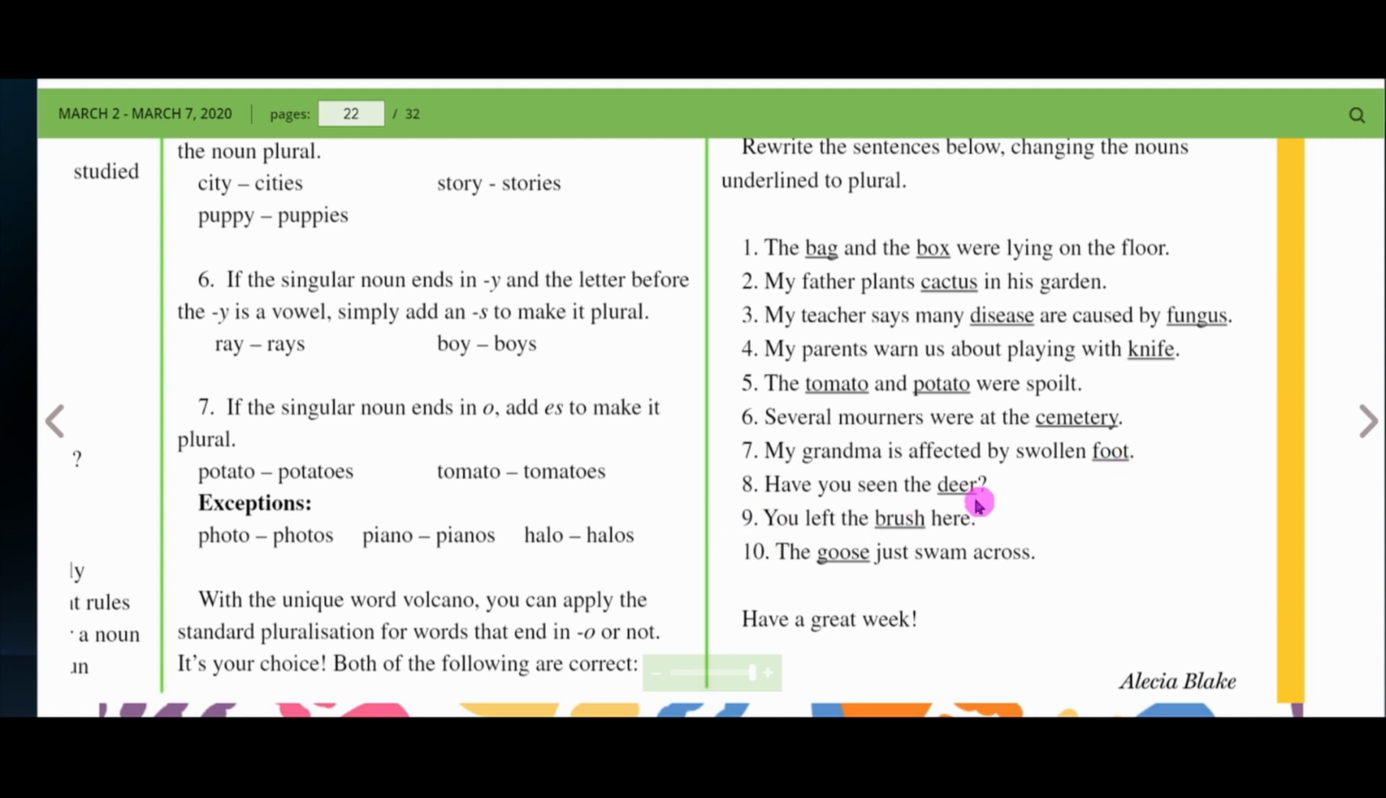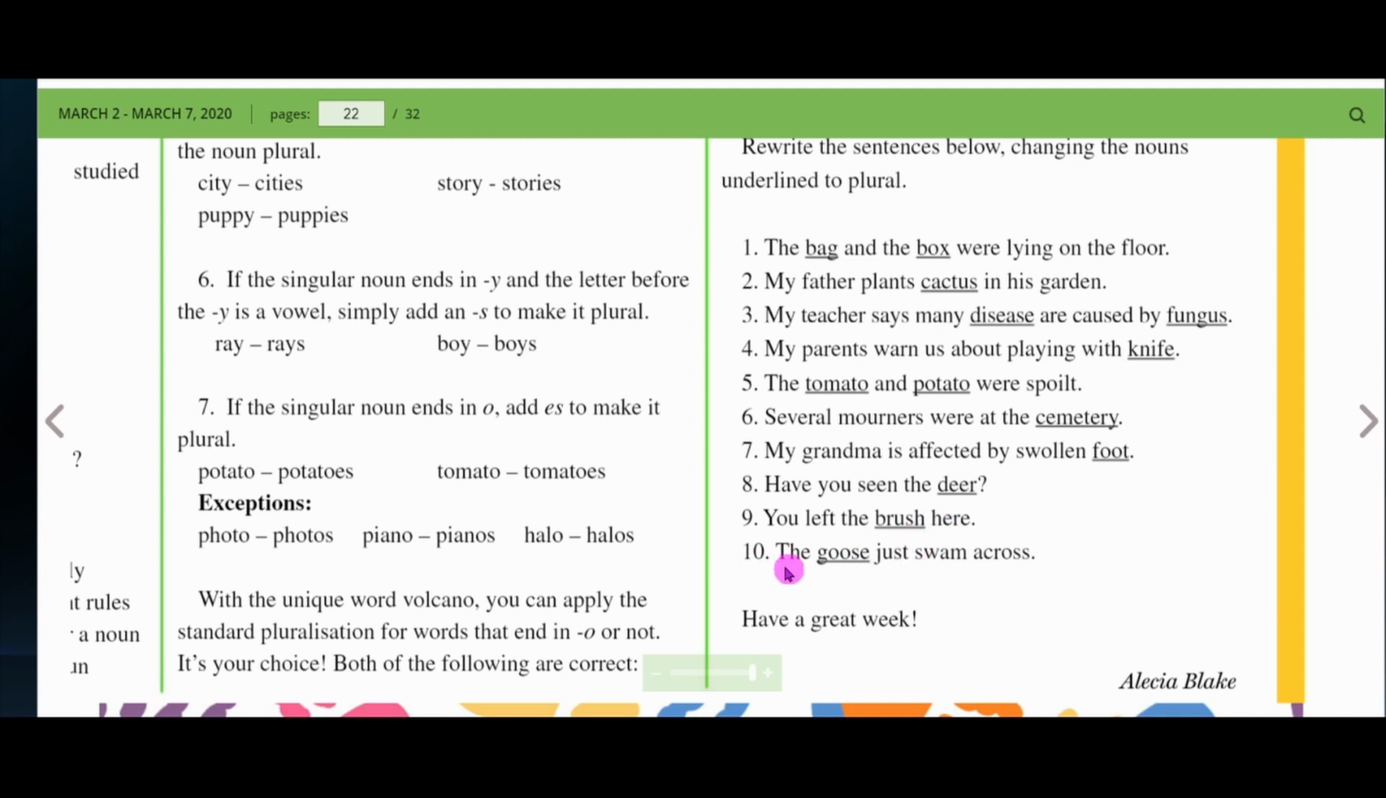Have you seen the deer? And we always keep this deer in the state it is written. You left the brush here. You left the brushes here. We're going to add ES because this noun ends in SH.